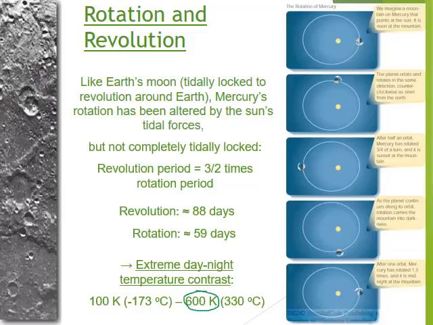But the problem with Mercury, which is a little different than Earth, is that despite the fact that it's very close to the sun, it can get really cold. Notice 100 Kelvin, which is a negative 173 Celsius, is the temperature on the nighttime side, despite the fact that you're close to the sun. The reason being is you're close to the sun, but you're facing away from the sun.